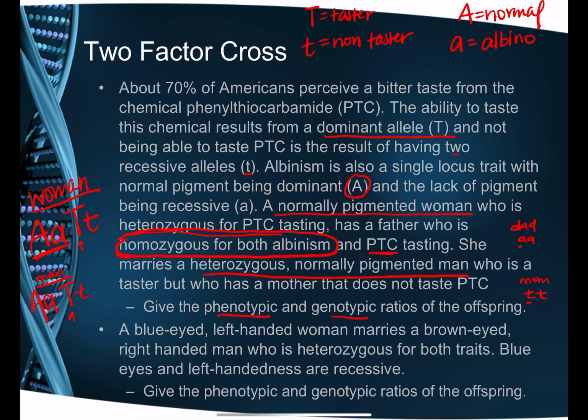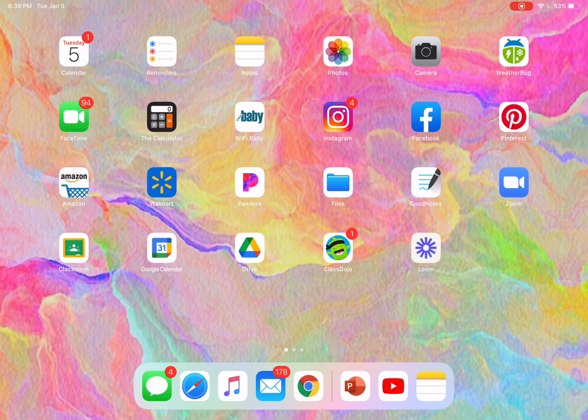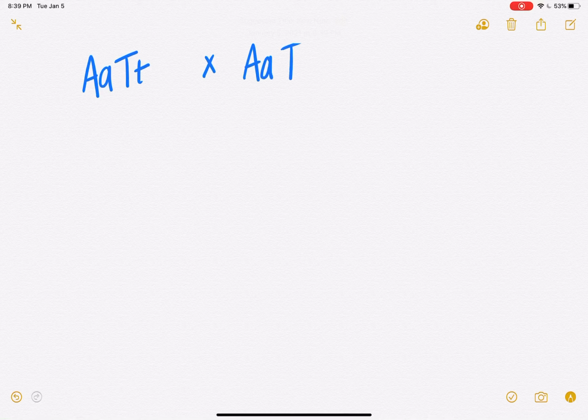All right. Now, I'm going to go to another page to work this problem because I'm going to run out of room here. But I want us to remember this so I don't screw it up. Both of them are big A, little A, big T, little T. Big A, little A, big T, little T times big A, little A, big T, little T. Both of them are that.